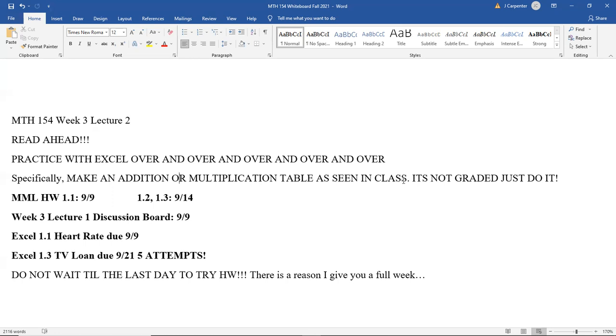So far, my math lab 1.1, 1.2, and 1.3 have been assigned. Those due dates are still on the whiteboard here. We gave a discussion board last time. That date is up here. Heart rate as well, TV loan, and these are just old dates. Occasionally, you might see a date that's passed, and I'm just not thinking about it before I start class, just so you know. And then 1.3 TV loan.